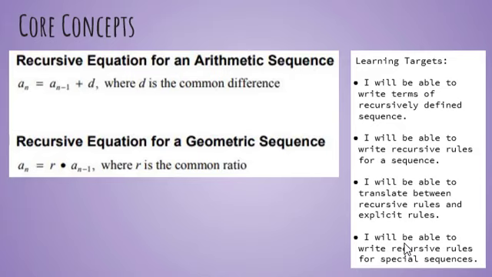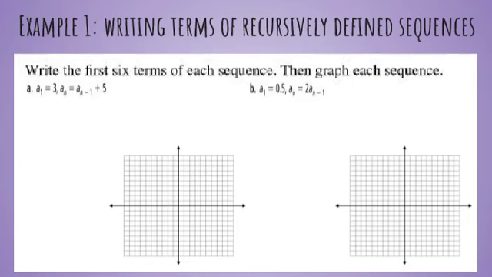for special sequences. For your core concept, you have a recursive rule for your arithmetic sequence, which is a sub n equals a sub n minus 1 plus d, where d is the common difference. And for geometric, a sub n equals r times a sub n minus 1, where r is the common ratio.